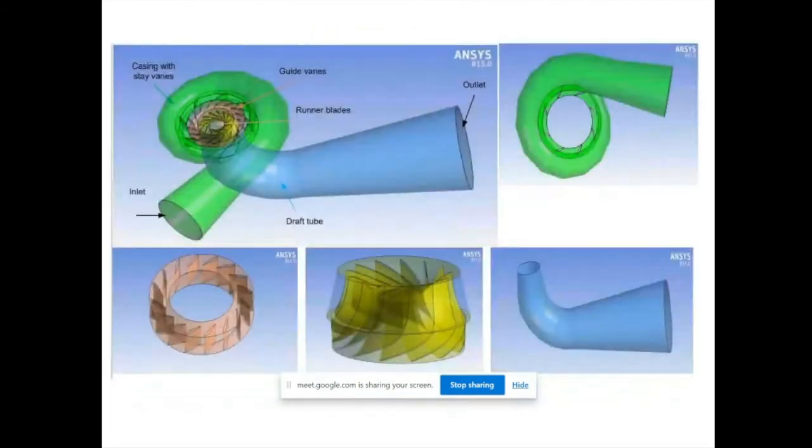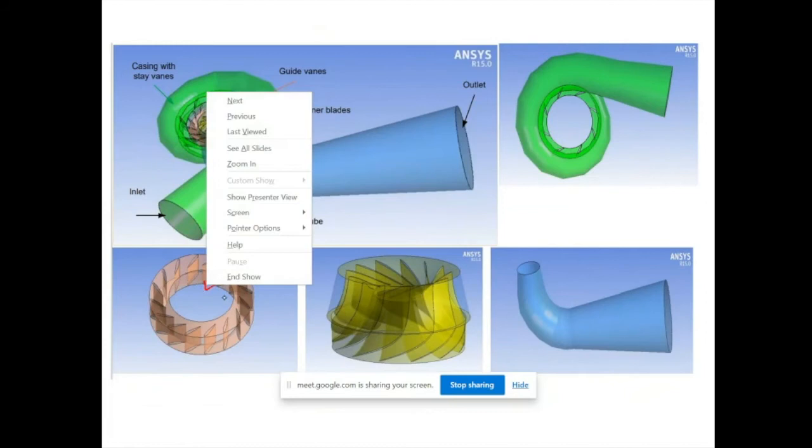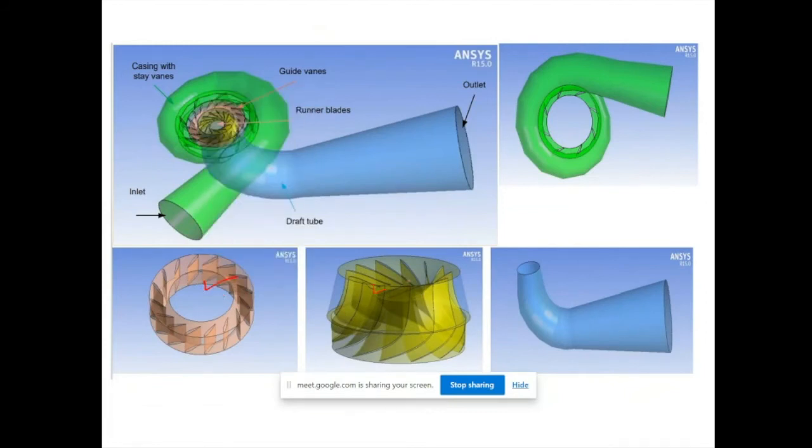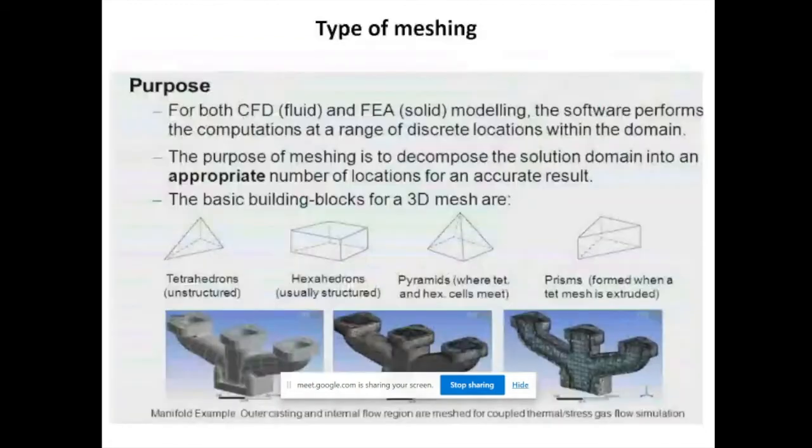And this is another turbine. You can see a different turbine. So this is the model. There is a stay vane, runner, draft tube, casing. This is a full domain. First step is to do the modeling. Now, as I discussed with you, there is the type of meshing.